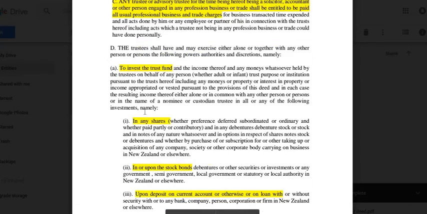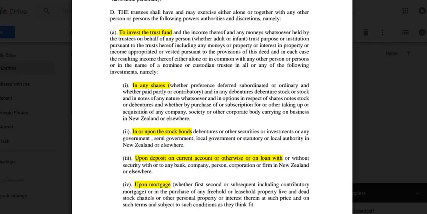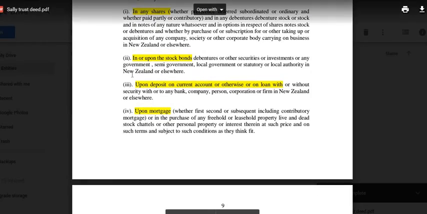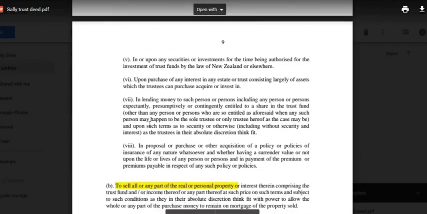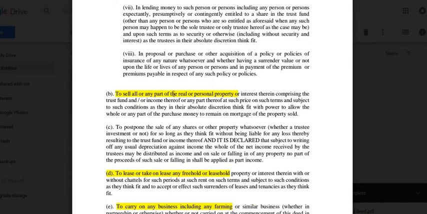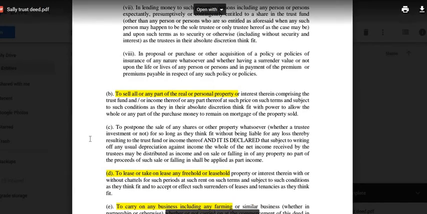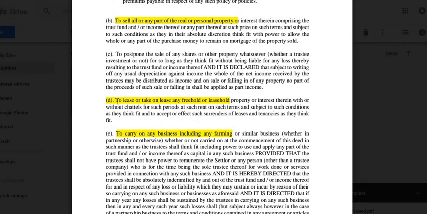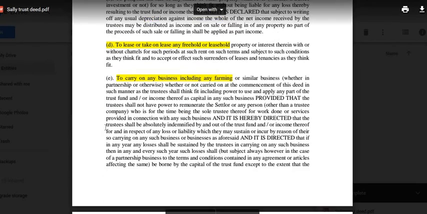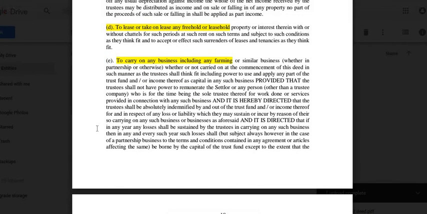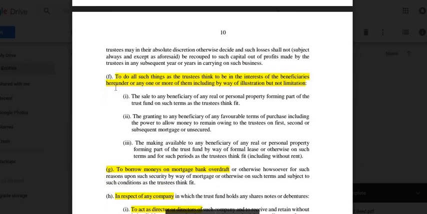Okay, and then you'll notice if you read through this, we have a lot of different powers: buying shares, stocks, bonds, borrowing money, selling any part of a real or personal property. So can buy and sell houses, can lease property, carry on any business. So this could be used for carrying on business, which means it's not just a family trust, it could be a business trust, but it's not a trading trust. So we'll leave that definition till we get to trading trusts. To do all such things necessary in the interest of the beneficiaries.